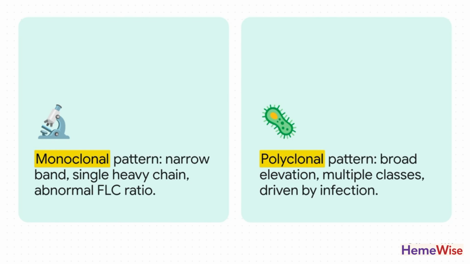First things first, we've got to distinguish our primary suspect. A monoclonal pattern shows up as this narrow, discrete electrophoretic band with a single heavy or light chain and an abnormal free light chain ratio. That signals a potential clonal disorder. Now, this sharply contrasts with a polyclonal pattern, which is a broad-based elevation driven by reactive states like infections or inflammation. We are specifically hunting for that discrete clone.